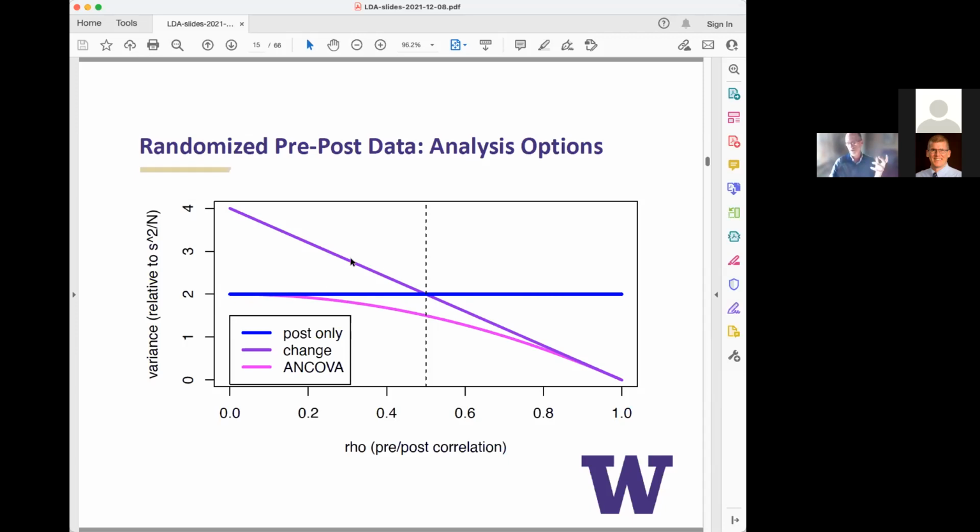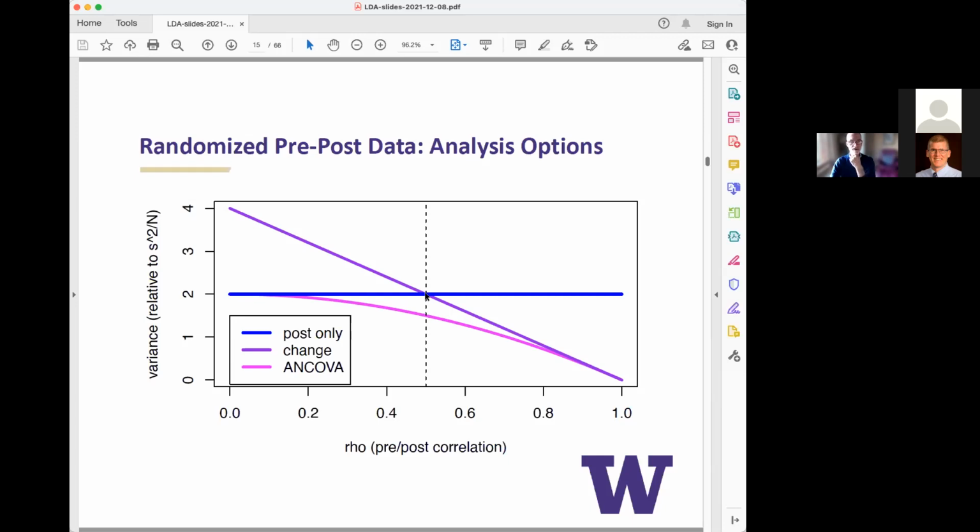Change seems like such a great idea. Let's account for baseline values. But in fact, you're taking one measurement, a follow-up measurement, and you're adding another measurement to it through subtraction. So you're potentially doubling the variance in that measurement. In fact, you'll exactly double the variance if the correlation between pre and post is 0. You've inflated the variance for the measurement you're using to compare across groups. They're equivalent, post only and change, exactly at rho equals 1/2.